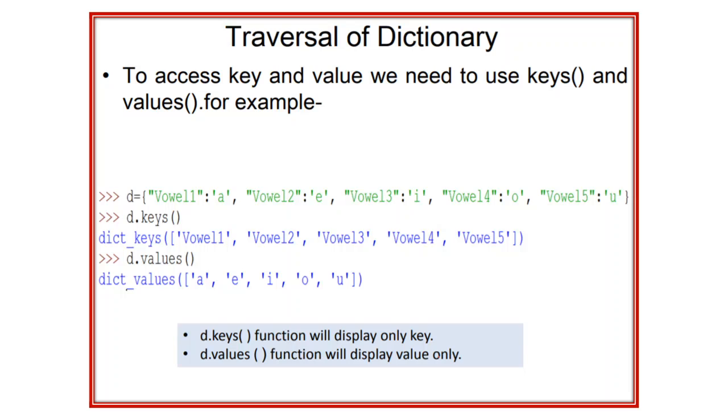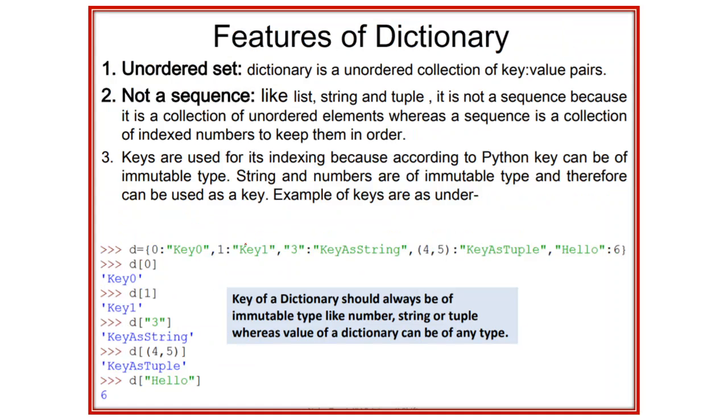Some more examples of traversal of a dictionary. To access keys, we can use an inbuilt method. To access keys and values, we can use predefined inbuilt methods, keys and values. So dictionary.keys will print all the keys from the dictionary, and d.values will print all the values from the dictionary. So these are important methods. You can memorize these methods.